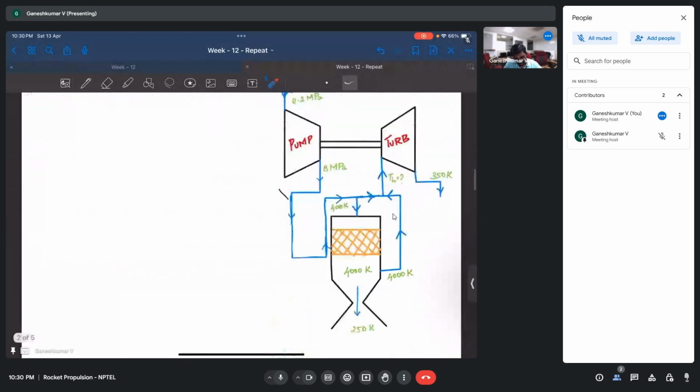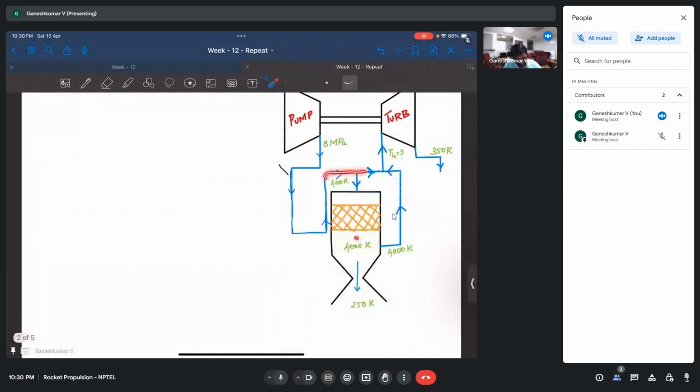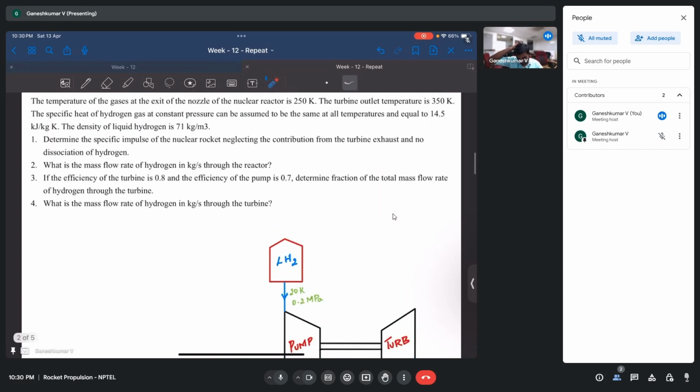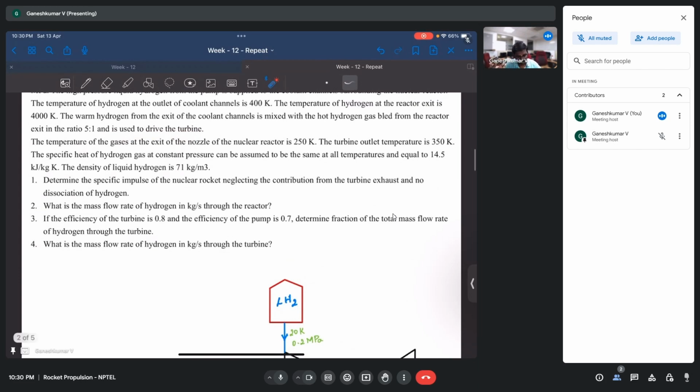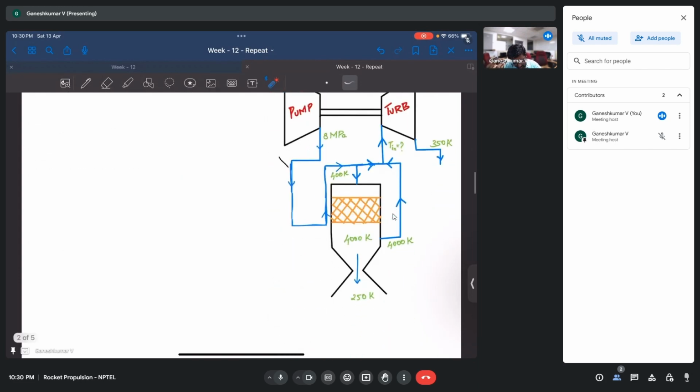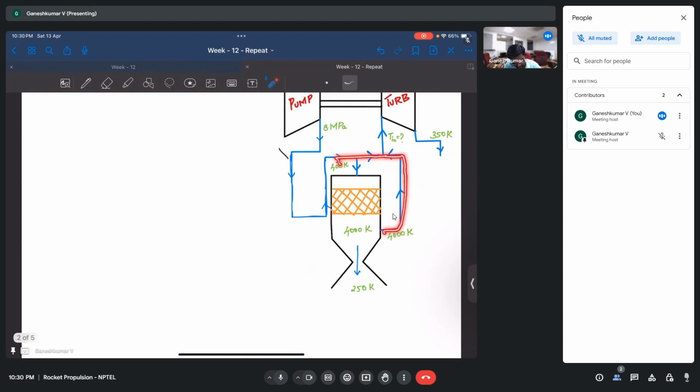So what they did was, whatever the warm hydrogen came and whatever the reactor gas came, we took some portion of it and mixed it together. We mixed the warm hydrogen gas and the hot hydrogen gas from the reactor exit with a certain ratio of 5:1. And after mixing, what are we doing? That is used to drive the turbine. So that is given as an input to the turbine. So that's what I have done. Some are going this way, some are going this way, and then they are mixing here, and then they are going to the turbine.